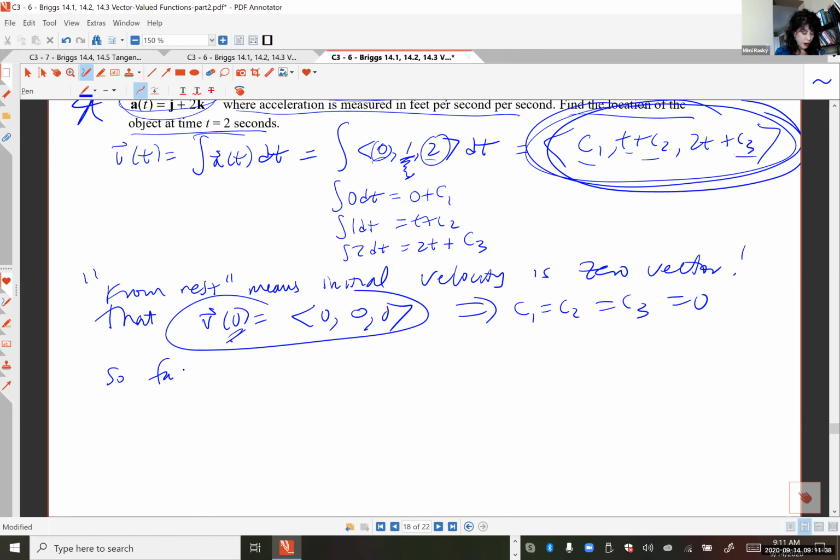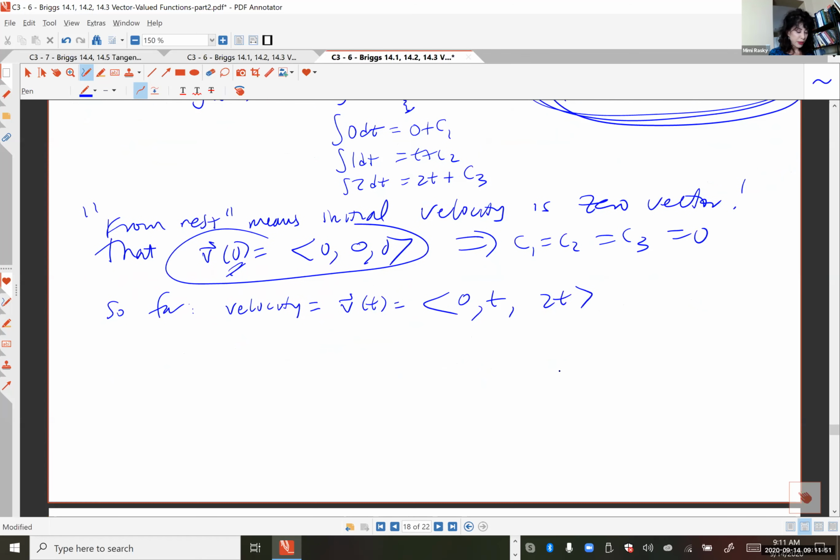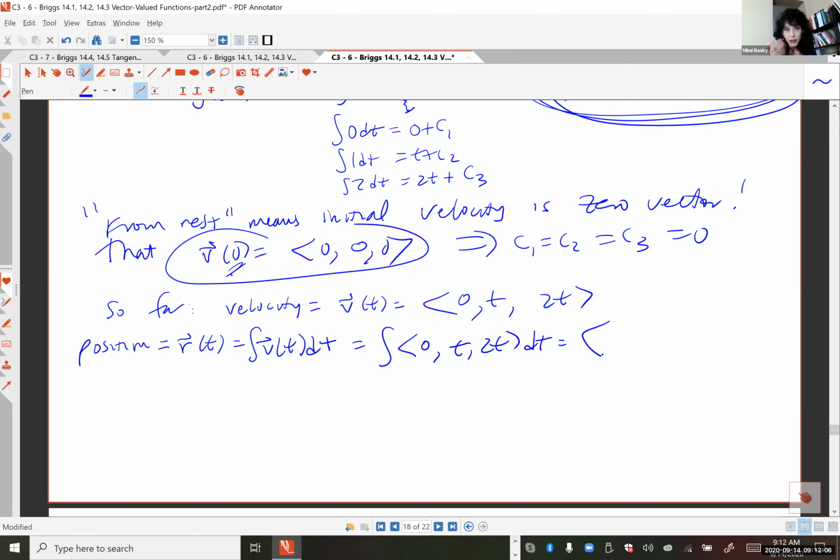So what do we have so far? We have that velocity is this vector here, 0, t, 2t. Great. Now what? Well, now you can go get position. Position is going to be found, we'll call it r of t. That's classic. You're going to integrate your velocity vector with respect to t, so you're going to integrate this vector 0, t, 2t. And you're going to use the same type of formatting with your constants of integration, but I'll use double subscripts. So the first component, the integral of 0, is 0 plus C11.